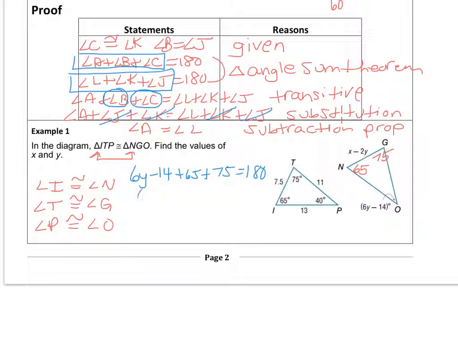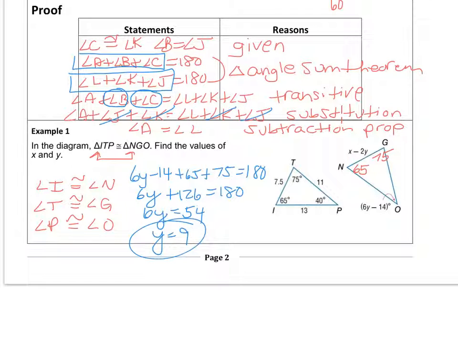And I've got 6y. And if I combine my constants here, I will get 126 equals 180. If I subtract 126 from both sides, I get 54. Whoops, I don't want 5y, I want 54. And if I divide both sides by 6, I get y equals 9. And you should go ahead and substitute that back in and make sure that all the angles make sense.